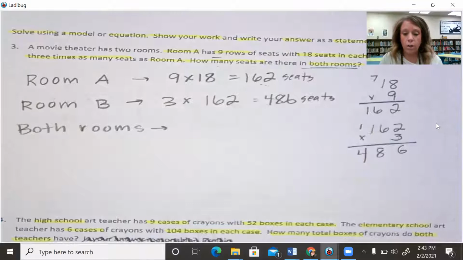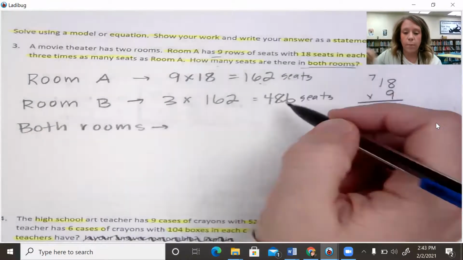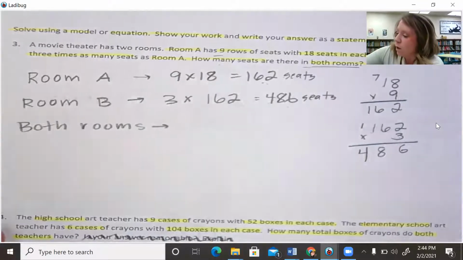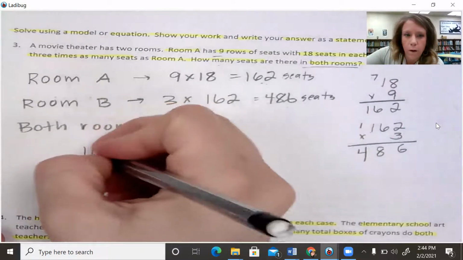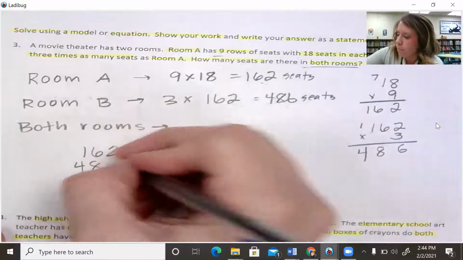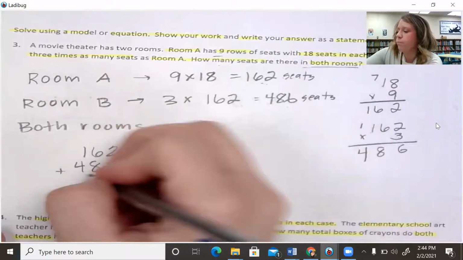Okay, now the question asks, how many seats are there in both rooms? So if I know how many are in room A, how many are in room B, what would I do to figure out how many would be in both? Put them together. I'm going to add. I hope that's what you did too. So I'm going to take my seats in A and my seats in B and add those up.